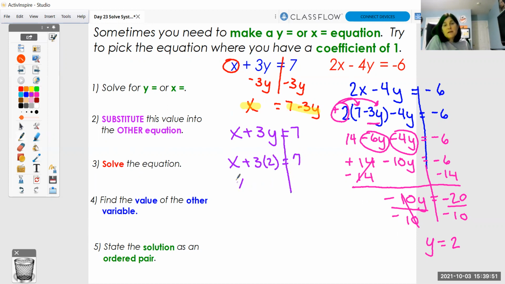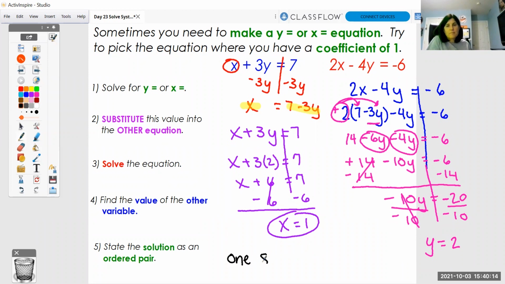And now I've got to do a little bit of solving. So x plus 6 equals 7. And then we're going to subtract 6 from both sides. And we end up with x equals 1. So now I have one solution. And that solution is 1, 2.